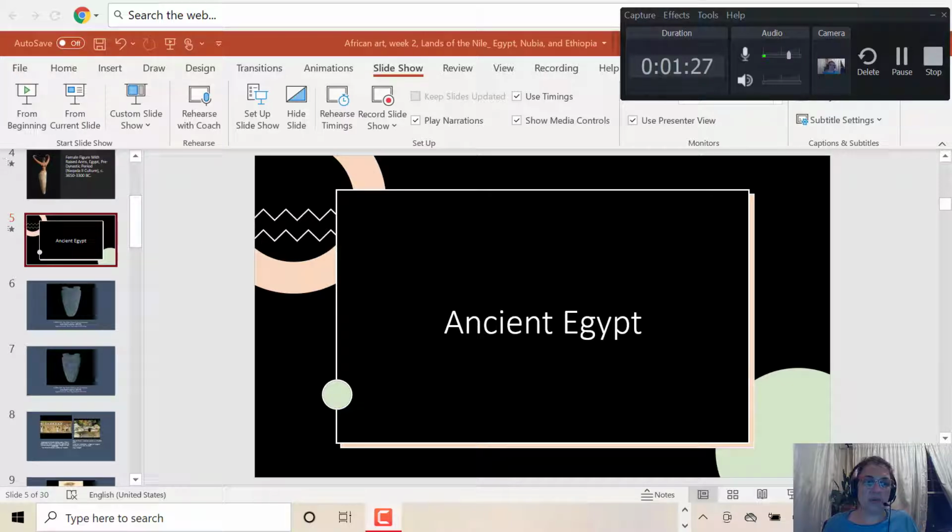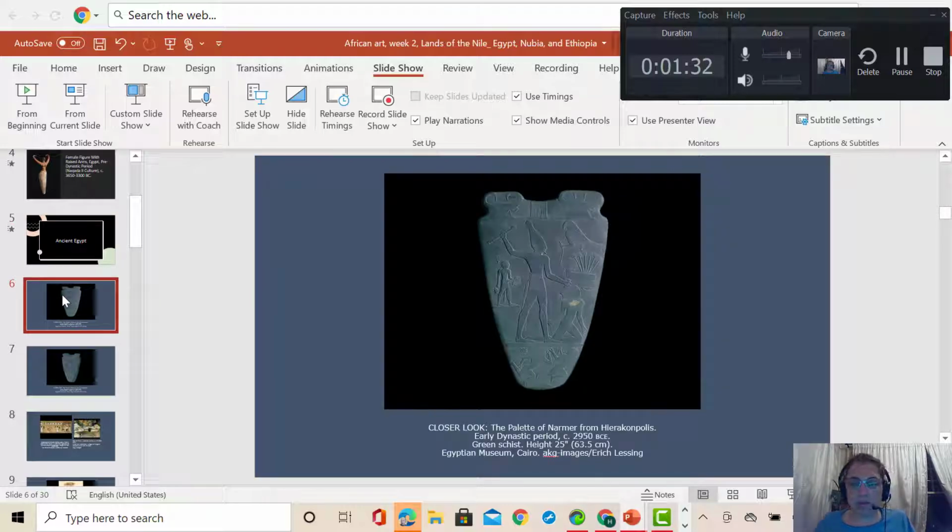The first image I want to show you is the Palette of Narmer. If you can see it, because if I make it bigger, it's going to jump through my images. We can tell that this is Narmer right away because of how large he is. And he's very important. This is from the early dynastic period, circa 2950 BCE, because he is actually before Egypt's united. He is the person that unites Egypt.